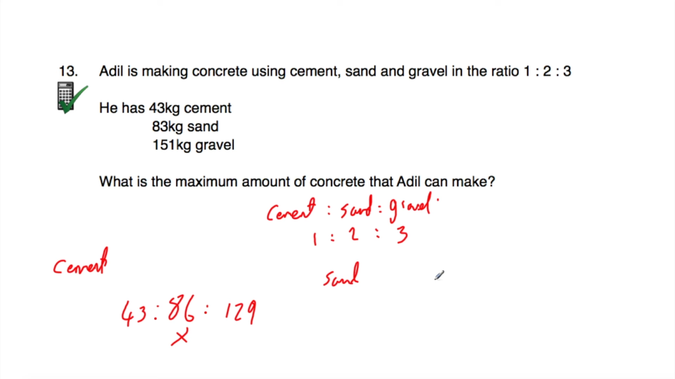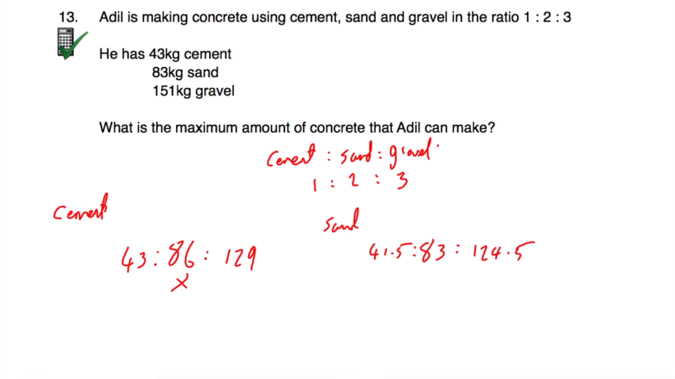Okay, so now let's consider the sand. If we used all the sand, that would be 83 kilograms of sand. In terms of cement, that would be half as much, because obviously if it's 2 parts sand and 1 part cement, that would be half as much. And 83 divided by 2 is 41.5. So that'd be 41.5 kilograms of cement. And in terms of the gravel, if 1 part is 41.5, then 41.5 multiplied by 3 is equal to 124.5 kilograms. So if we have a look at our quantities, we've got enough cement, because we need 41.5 kilograms and we've got 43. We've used all the sand and we've got enough gravel. So that one would work.